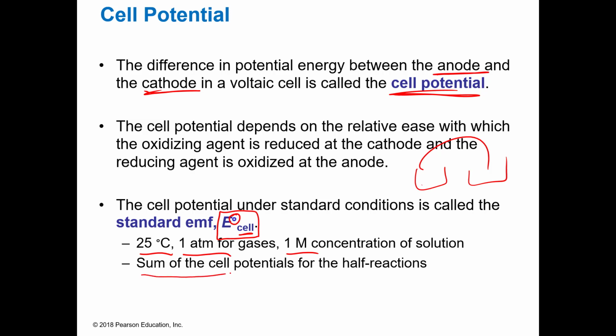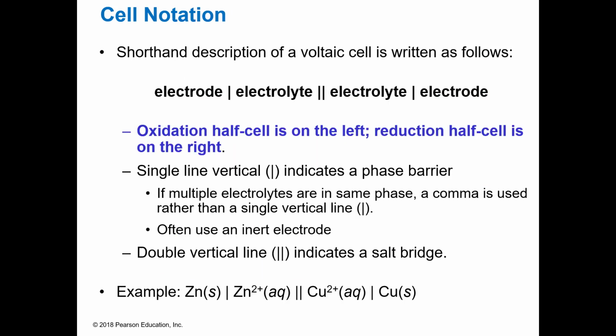And the sum of all the cell potentials for the half reactions, anode plus cathode, is your EMF of the cell. And you have tables that have all of these in it. For every half reaction, you're going to find there is a table that has that in there. So don't feel like you're going to have to memorize those things.